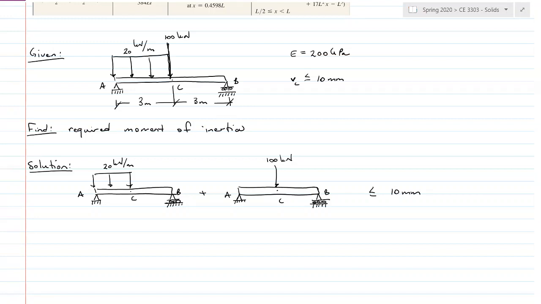All right, and again, I like to kind of draw the elastic curve. So this is going to bend down this way, and this is also going to bend down this way. So I'm looking at this deflection, VC2, and this deflection, VC1, has to be less than or equal to 10 millimeters. So of course, worst case scenario would be equal to 10 millimeters, right?